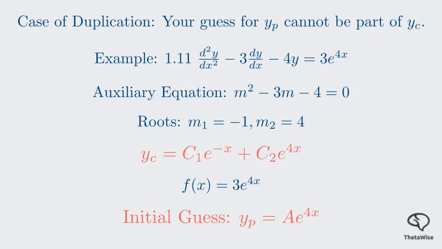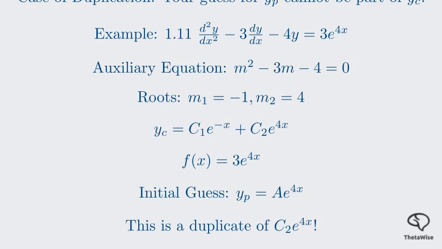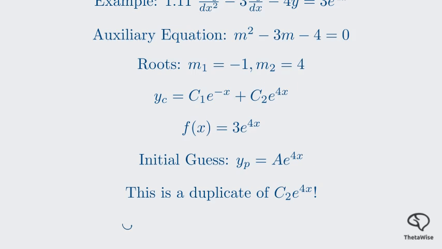Look at yc. We have a term c2e to the power of 4x. Our guess, a times e to the power of 4x, has the exact same form. This is duplication. This guess won't work. What do we do? The rule says we must multiply our guess by x. Our corrected guess for the particular solution is yp equals a times x times e to the power of 4x. This is no longer a duplicate and will work.